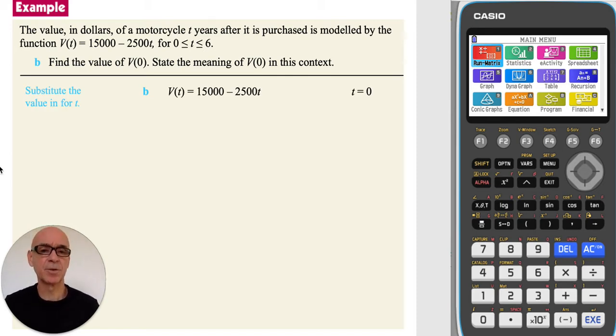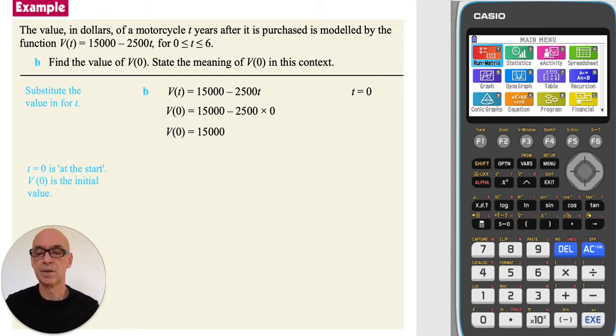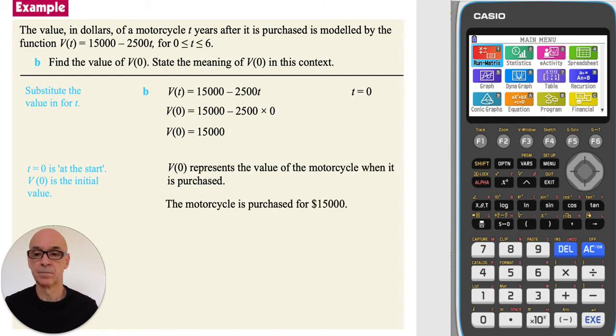Substituting in the value of 0 for t and performing the calculation gives v(0) = 15,000. t equaling 0 is at the start, so v(0) is the initial value of v. In other words, the value of the motorcycle when it is purchased. So the motorcycle is purchased for $15,000.